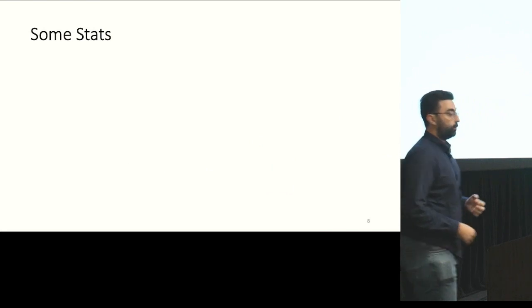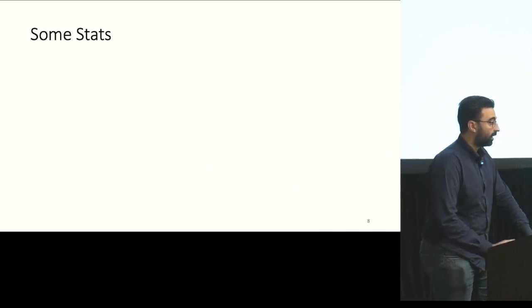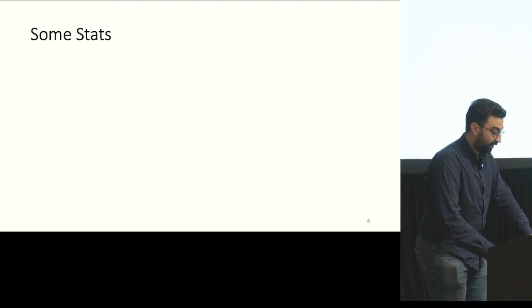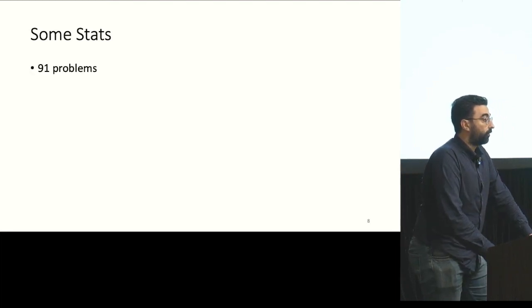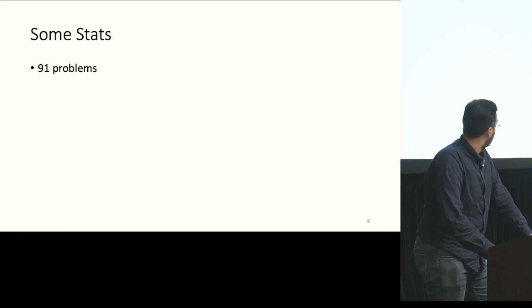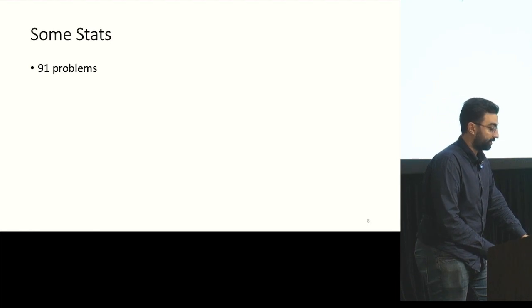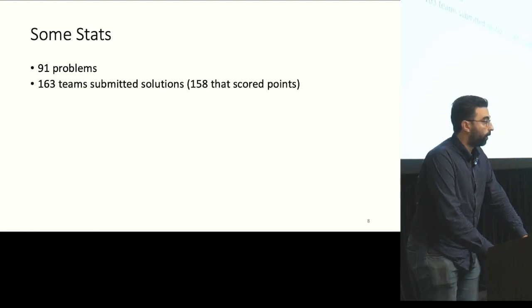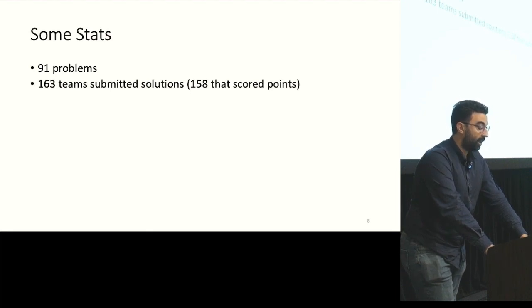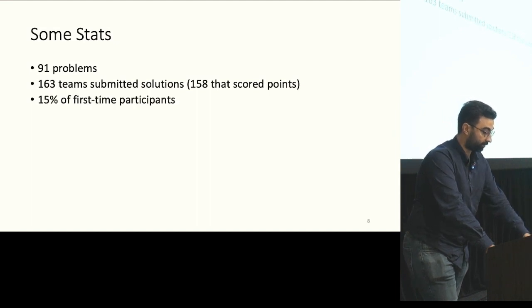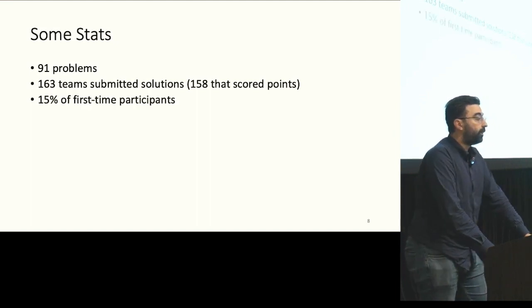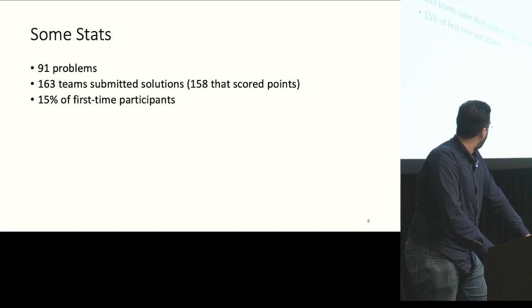Now, before going into the solutions that were proposed and announcing the actual results, let me give you some stats about the contest. So overall, we proposed a set of 91 problems over the course of the fall contest, which ranged with different characteristics and were pretty much all automatically generated according to some constraints. This year, we had 163 teams that entered the contest, and out of these, 158 actually managed to score points, so submitted valid solutions at some point. Interestingly, we had about 15% of first-time participants, so it's been quite encouraging to see that it's not just always the same people that do the ICFP programming contest every year, and that you have some newcomers once in a while.